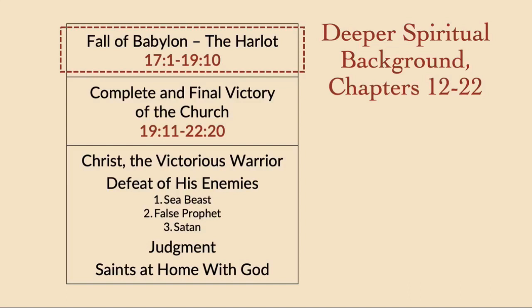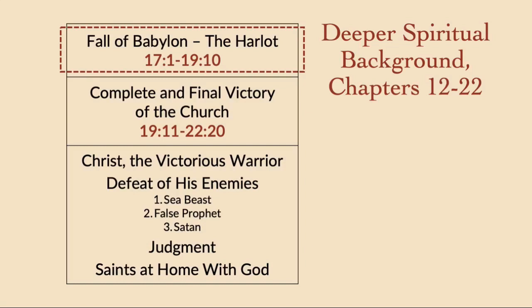Tonight we are in chapter 17. Chapter 17 and 18, all the way into chapter 19 and verse 10, form the section that's called the Fall of Babylon, the Harlot. To put this in the overall perspective, we are in the second half of the book of Revelation.